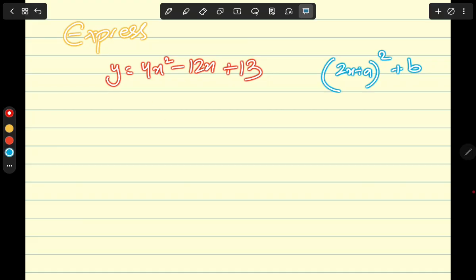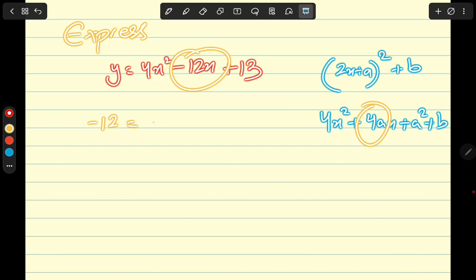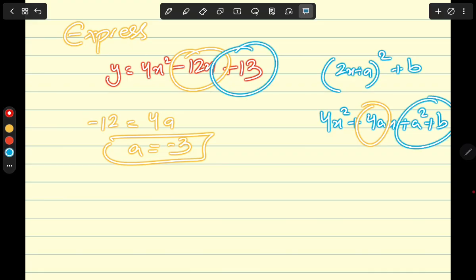So if I open it up, this becomes 4x squared plus 4ax plus a squared plus b. Now 4x squared and 4x squared are the same, so I don't need to do anything. Minus 12x is the same as plus 4a, so minus 12 equals 4a, therefore a is equal to minus 3. And 13 is the same as a squared plus b, so 13 equals minus 3 squared plus b, so b equals 13 minus 9, which is 4.